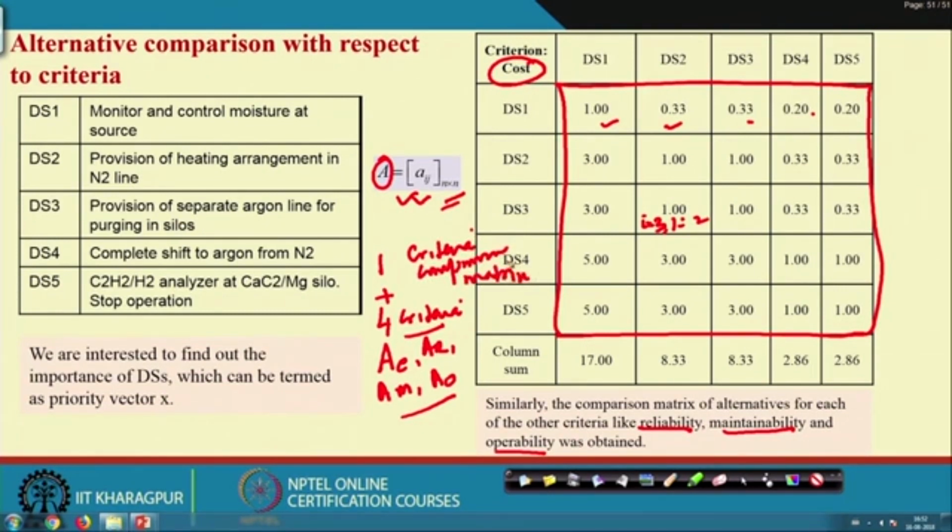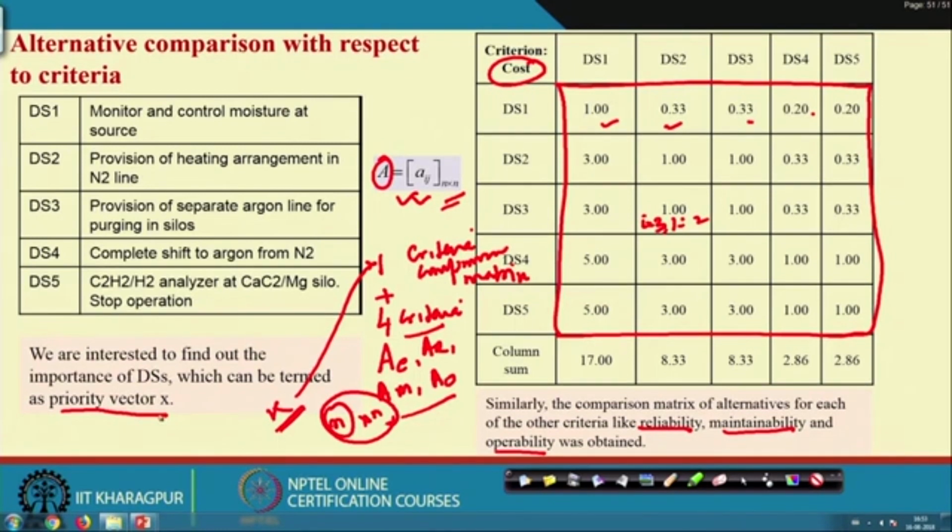So, if there are k criteria, you will have one comparison matrix for these k criteria. And suppose you have n alternatives, then that means an n cross n comparison matrix for each of the k criteria. So, ultimately k plus 1 comparison matrices will be there. Once you have the comparison matrices, how you will find the priority vector x, we will discuss next. I hope you understand.